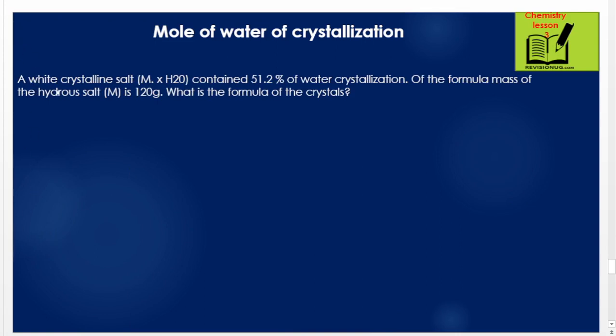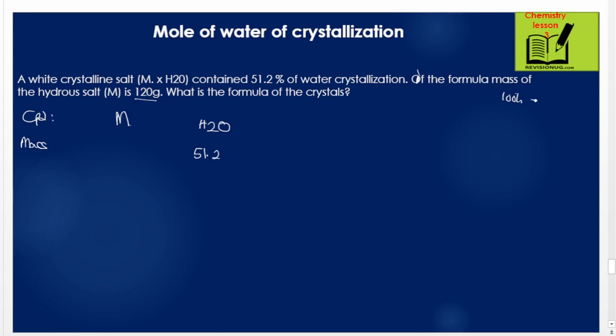This example says a white crystalline salt X with water of crystallization contained 51% of water of crystallization. If the formula mass of the hydrated salt is 120, what is the formula of the crystal? Now let us start with our compound here. So we have two compounds, compound X and compound water. Then we have masses. So the masses, water takes 51.2 in terms of percentages.